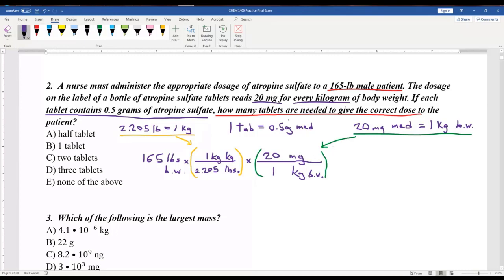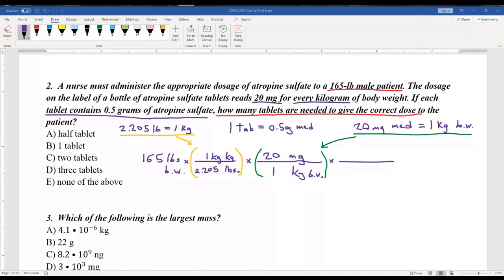I've seen occasionally some students make the mistake of converting the kilograms to grams and then the grams to milligrams. But in that case, you have milligrams of medicine. I mean, milligrams of body weight, not milligrams of medicine. In this case, I have to be able to relate the medicine to the body weight.